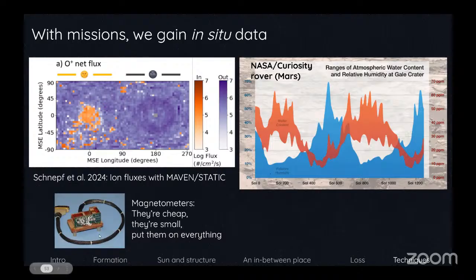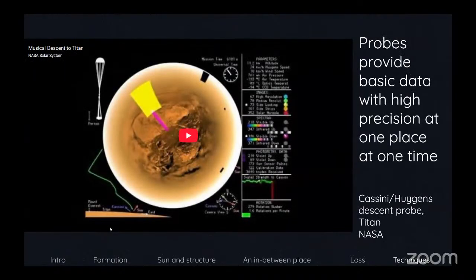I know you guys already heard about magnetospheres, but these are another cool in situ instrument that we can still use to learn things about the atmosphere by proxy. They're very small, they're very cheap. Put them on every mission. Love them. Okay, so one more example of a cool in situ sort of process.